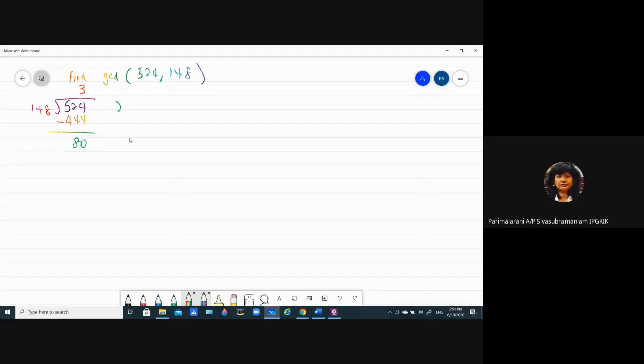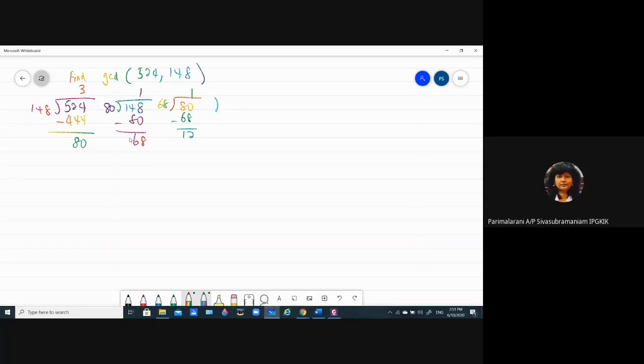So the next division will be the divisor goes inside here. 148 divided by 80. How many times does 80 go inside here? 1. So 148 minus 80, you get a remainder of 68. So we still have to continue. What goes inside here? 80 divided by 68. 68, so remainder is 12.